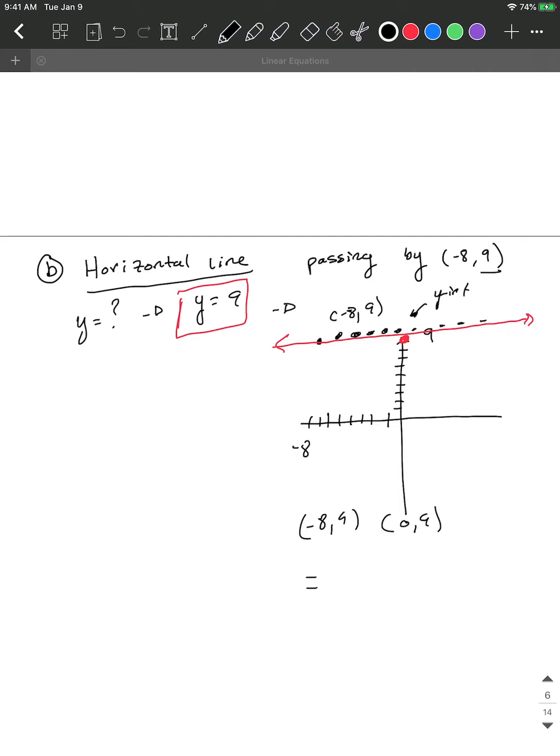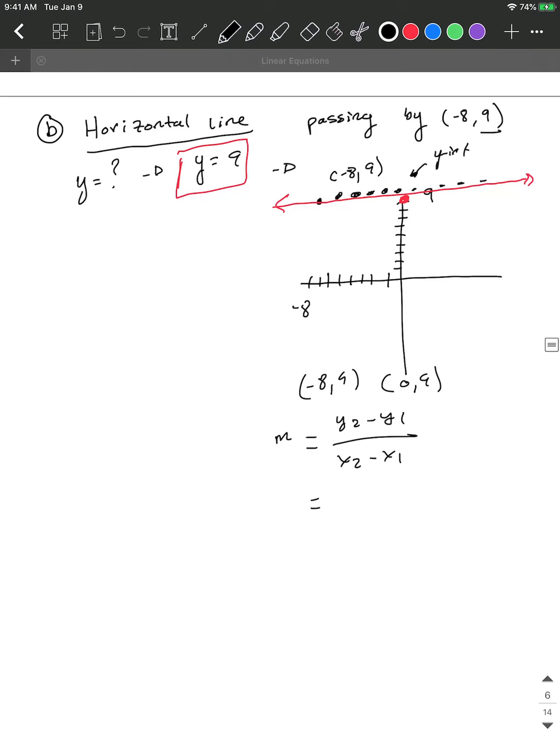Well, using the slope formula that we already had before, let me write it down one more time. Never hurts to rewrite formulas. It's a very big key when you're trying to learn math. So we get to say 9 minus 9, because it's my x1, y1, x2, y2. We get 9 minus 9, and then 0 minus negative 8, which turns out to be 0 over 0 plus 8, which just gives us 0 over 8.